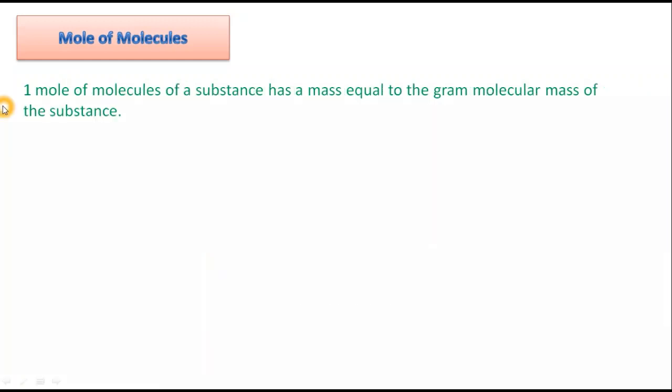Now let's talk about mole of molecules. 1 mole of molecules of a substance has a mass equal to the gram molecular mass of the substance. That means 1 mole is equal to the gram molecular mass. In the previous slide, 1 mole was equal to the gram atomic mass, because there we were talking about elements, about atoms. Here we are talking about molecules. So 1 mole represents the gram molecular mass.